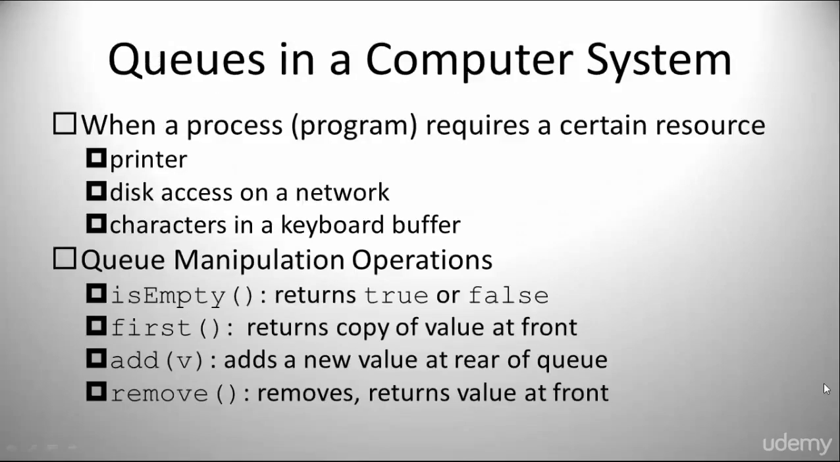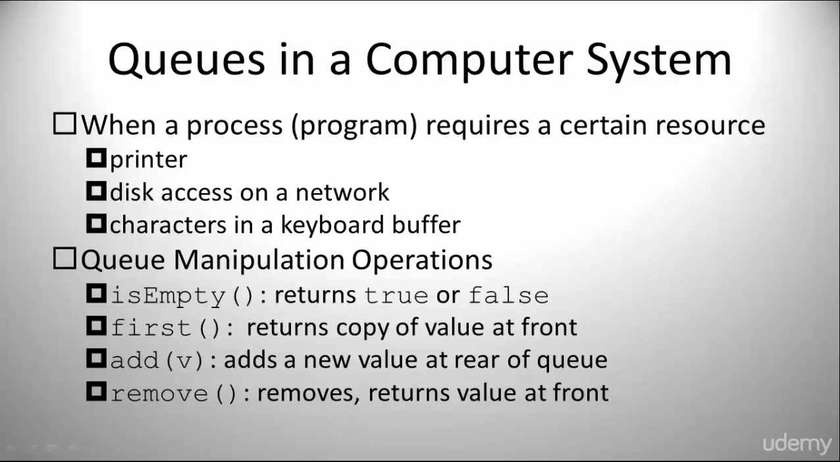When it comes to queues in a computer system, this is when a process or program requires a certain resource. This can consist of a printer, disk access on a network, or characters in a keyboard buffer. We also have queue manipulation operations, such as isEmpty, first, add, and remove.